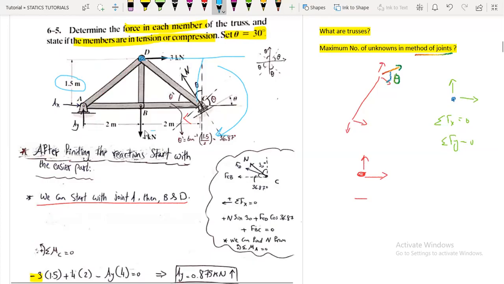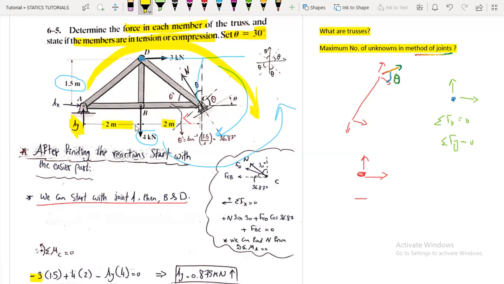And here we also have the force 4 kilonewtons, rotating counterclockwise. So 4 multiplied by the perpendicular distance, which is 2 meters. And finally, the vertical reaction AY is rotating clockwise, so it's negative multiplied by the distance, which is 2 plus 2, 4, equals 0. And AX will not have a moment effect about C since it's passing through the point C.